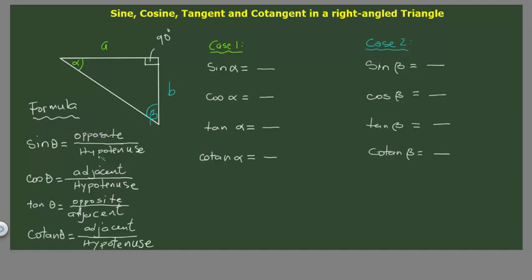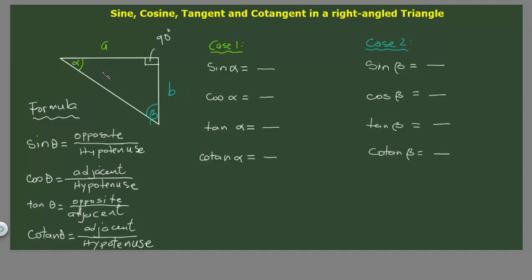So the general formula stipulates that the sine of theta is the opposite side over the hypotenuse, right? The cosine is the adjacent over the hypotenuse, and the tangent is the opposite over the adjacent. And the cotangent is the inverse of the tangent. It means that it's going to be the adjacent over the opposite. This is but a general formula.